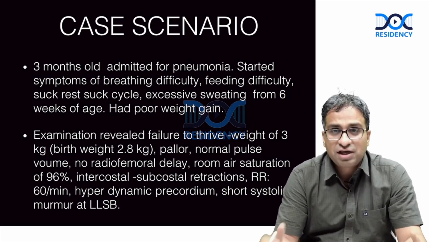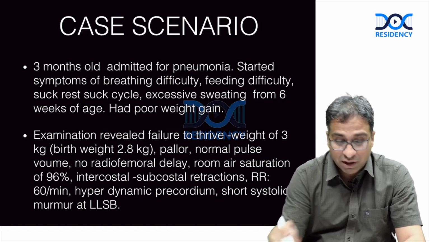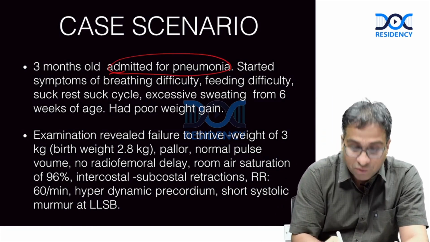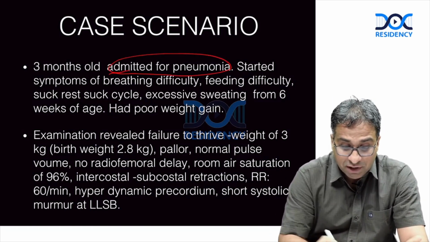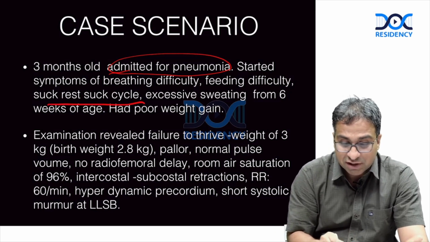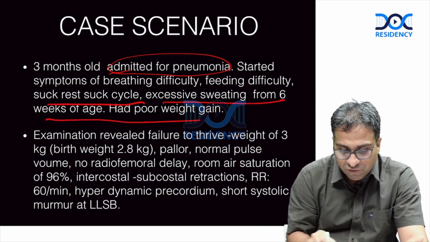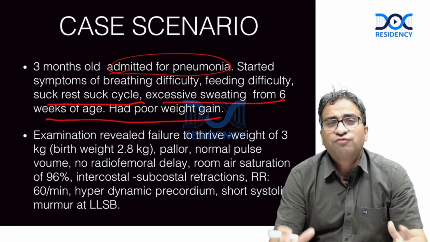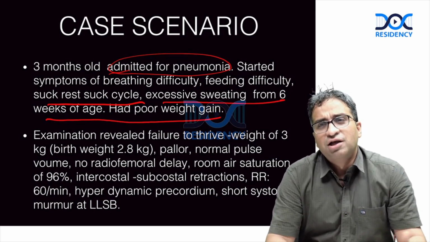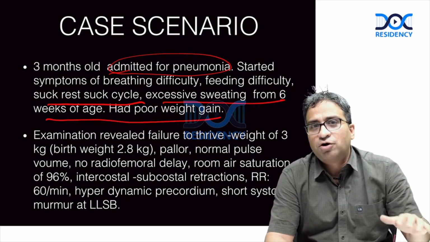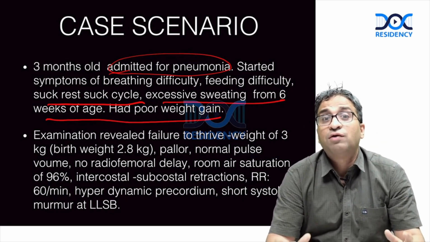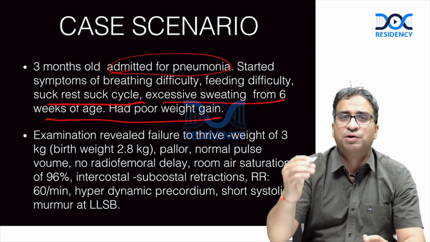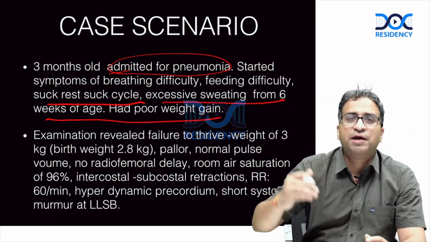Second case, in the same way: a 3-month-old admitted for pneumonia. This is very important. The child was admitted for pneumonia, with symptoms of breathing difficulty, feeding difficulty, suck-rest-suck cycle, excessive sweating from 6 weeks of age, and poor weight gain. If you see this history, it is very clear. It started from 6 weeks when the PVR drops, and only then does the shunt increase. That is typical of a large post-tricuspid shunt, below the tricuspid, like VSD, PDA, AP window.